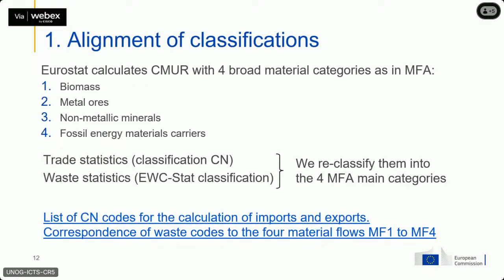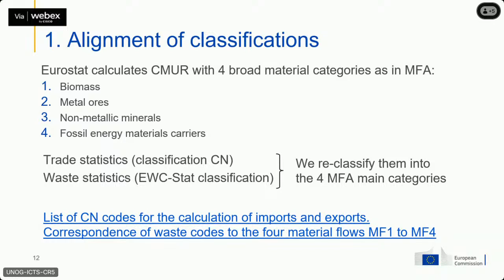The first is an alignment of the classifications, because the three data sources each have their own classification. What we do in Eurostat is we stick to the classifications of material flow accounts, and we reclassify the other two data sources into the breakdowns of material flow accounts. In particular, into the four biggest categories of material flow accounts, which are the ones in the slide: biomass, metal ores, non-metallic minerals, and fossil energy material carriers. These are the four broad categories of MFA. There is a second level of detail of MFA that has 50-something categories, but we don't use that for this indicator. We only need four groups.